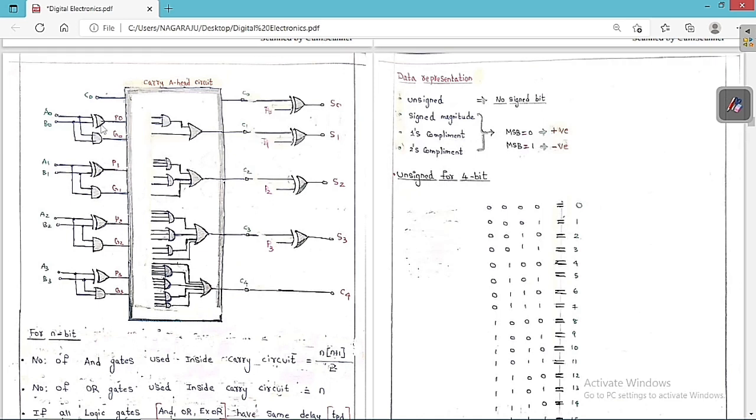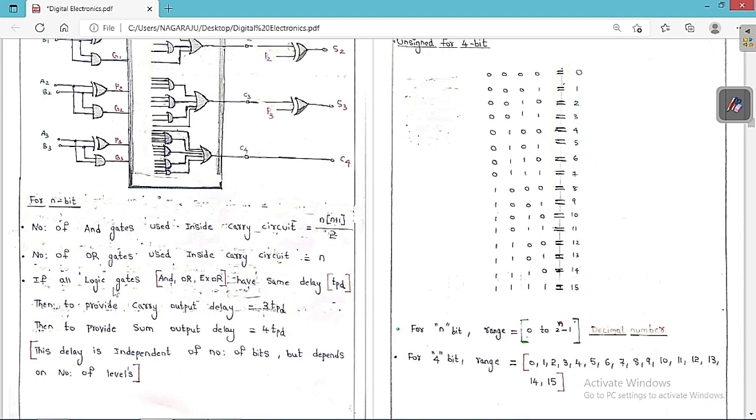You can see clearly this is 1 TPD, this is another TPD, and another TPD. So total 3 TPD. Within 3 TPD we are going to get the results for carry. If you add all these TPDs, we get 3 TPD. So 3 TPD are required to get the carry outputs. Therefore, if all the logic gates have the same propagation delay, then to provide the carry output delay we need a total time of 3 TPD.